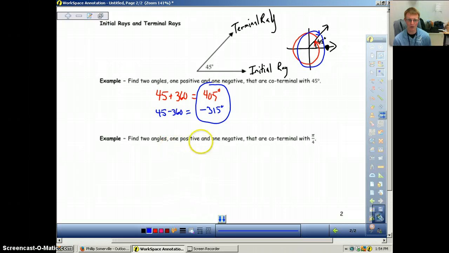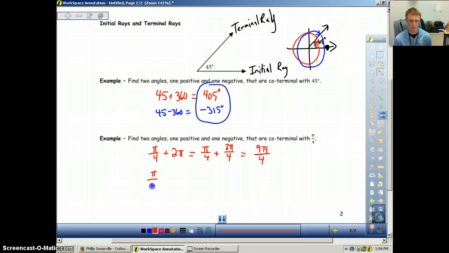Okay? So it says find two angles, one positive and one negative, that are coterminal with pi fourths. So this is now in radians. We're going to do the exact same thing we did before, except now instead of adding 360, we have to add a full circle in radians, which is 2 pi. So now we have to find a common denominator, really easy to do. Fractions, your favorite thing. So 2 pi will convert to 8 pi over 4. Now we have a common denominator, and we have 9 pi over 4. So that's the positive one.